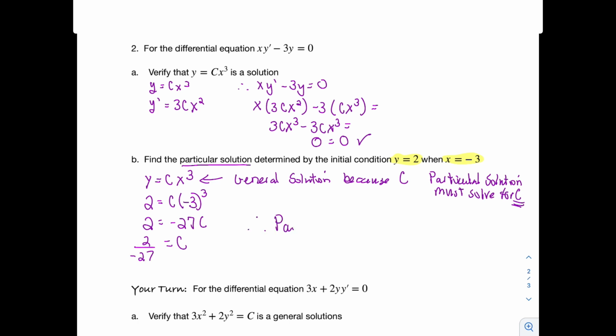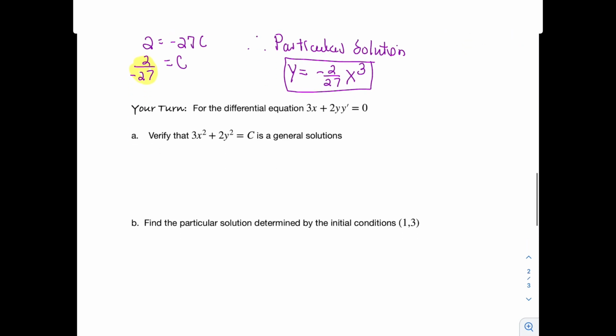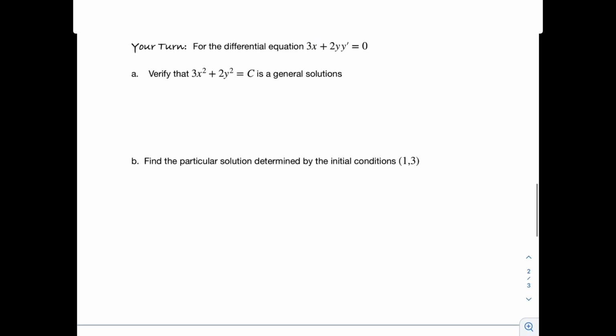So therefore, the particular solution to this differential equation with the initial conditions of y equals 2 and x equals negative 3 is y equals, replace the c with negative 2 over 27, x cubed. So the equation y equals negative 2 over 27 x cubed is what we call a particular solution to a differential equation. Okay, so now I want you to try one.